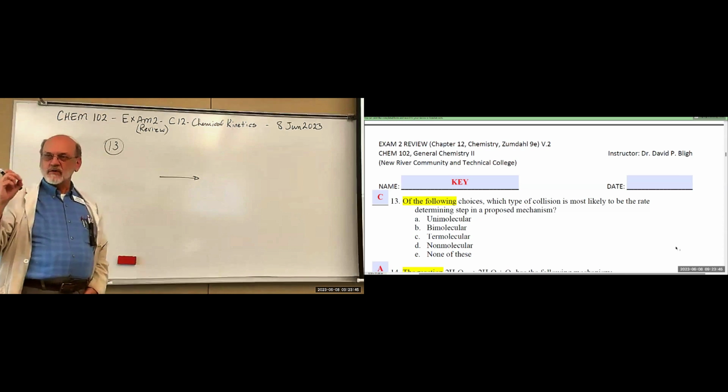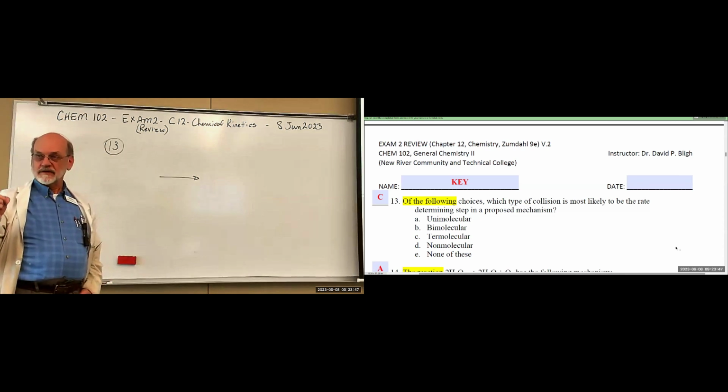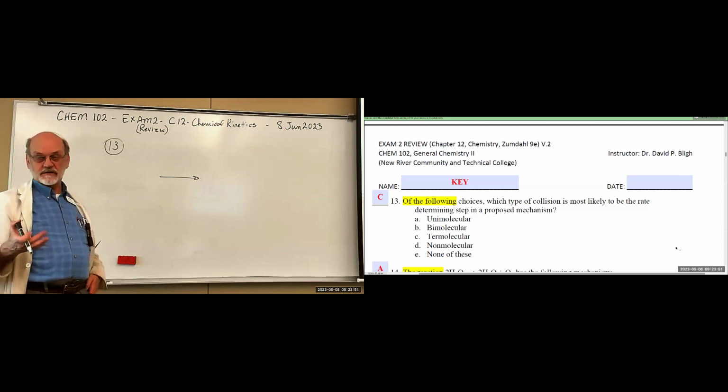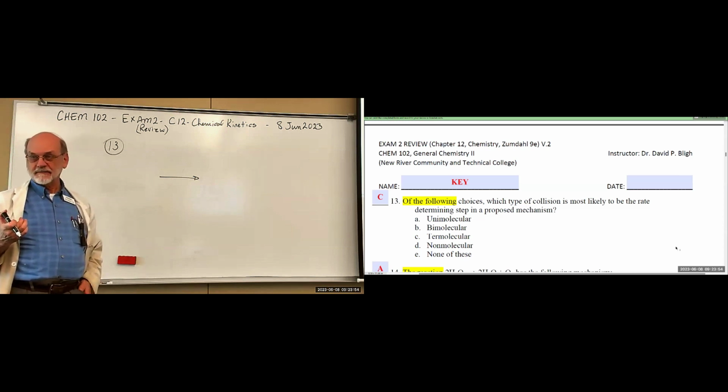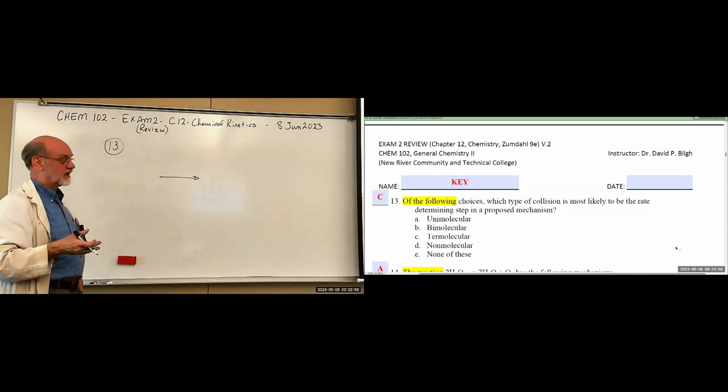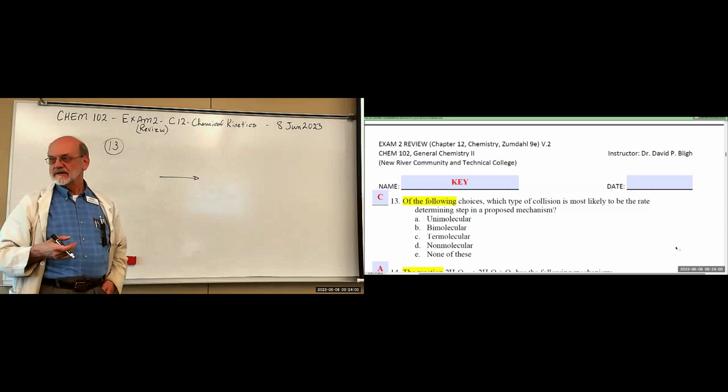Think of it in terms of which one is most probable is not rate determining. Which one is least probable would be the slowest, the rate determining step. Which one of these collisions is least likely to occur as frequently as the others?